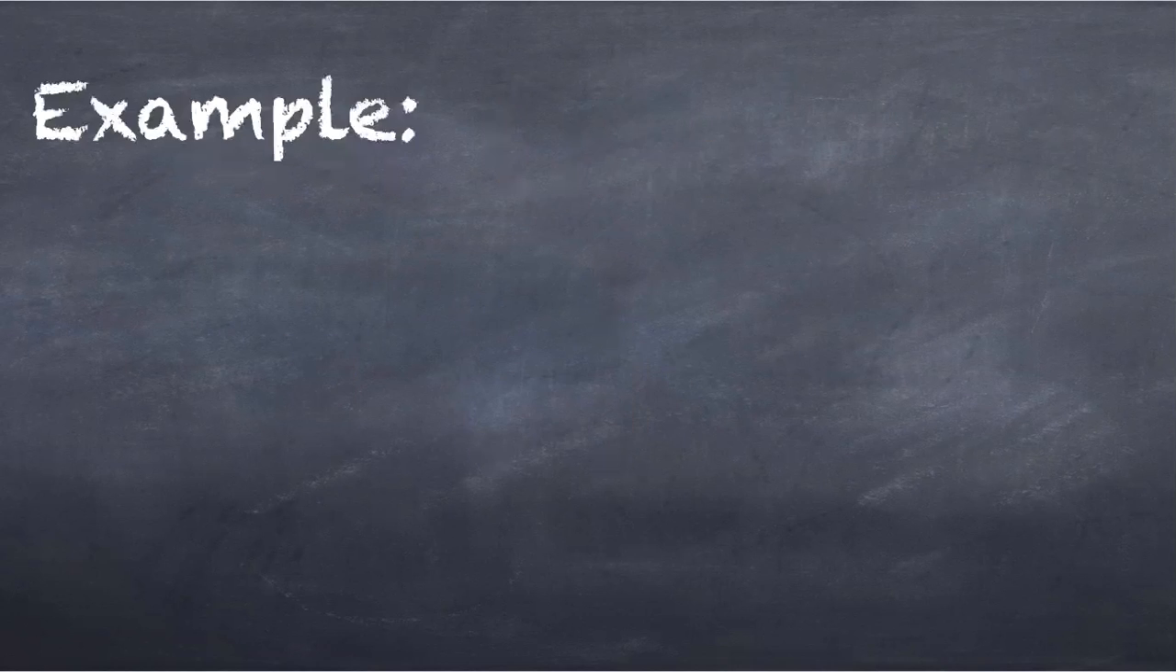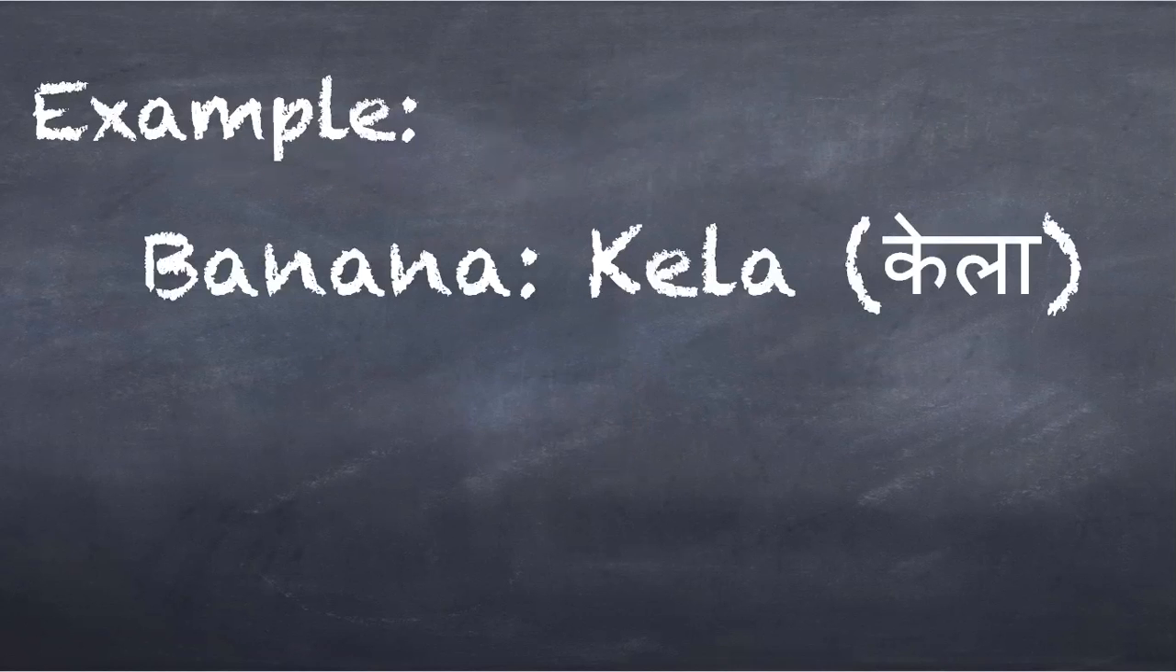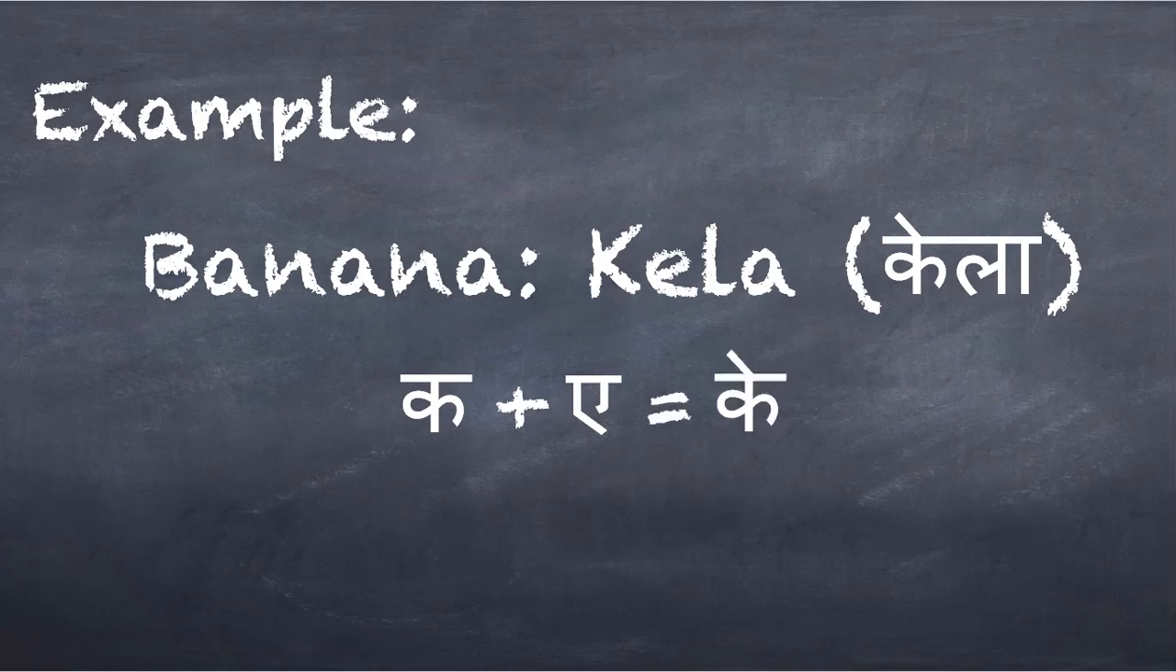Let's take an example. Banana. Banana in Hindi is called kela. Now, K sound is made by taking Vyanjan K and Swar A. But as we know that the Swar is represented as a Matra, so it would be represented as this in a word. Now that we have K, we can put together this like Vyanjan L and Matra A, and together it will make K La.